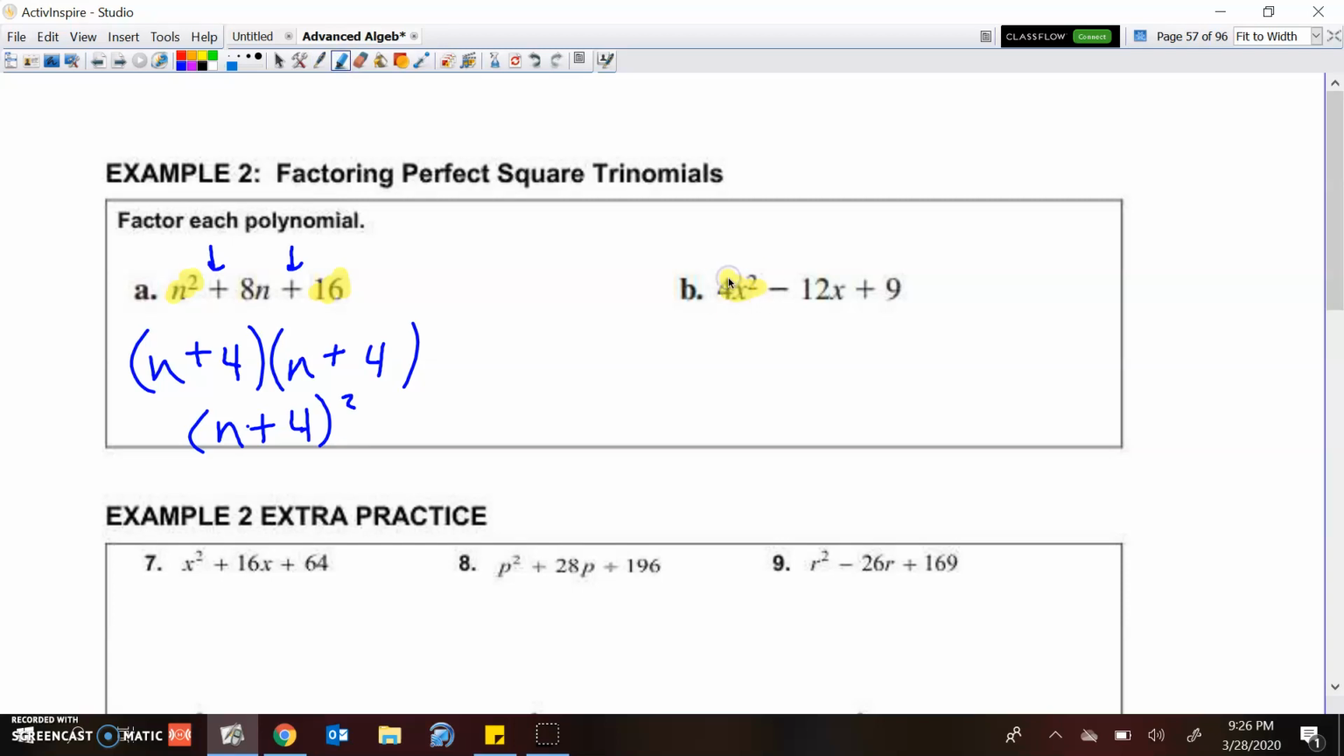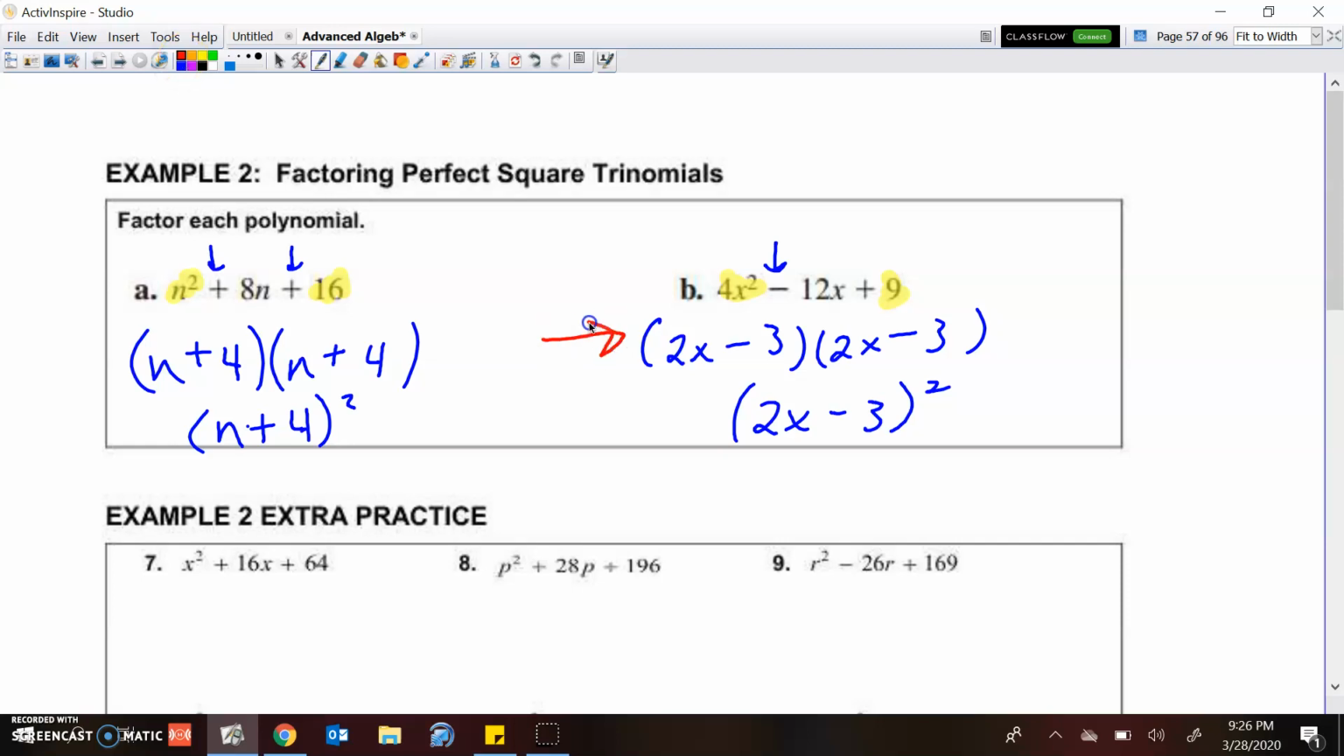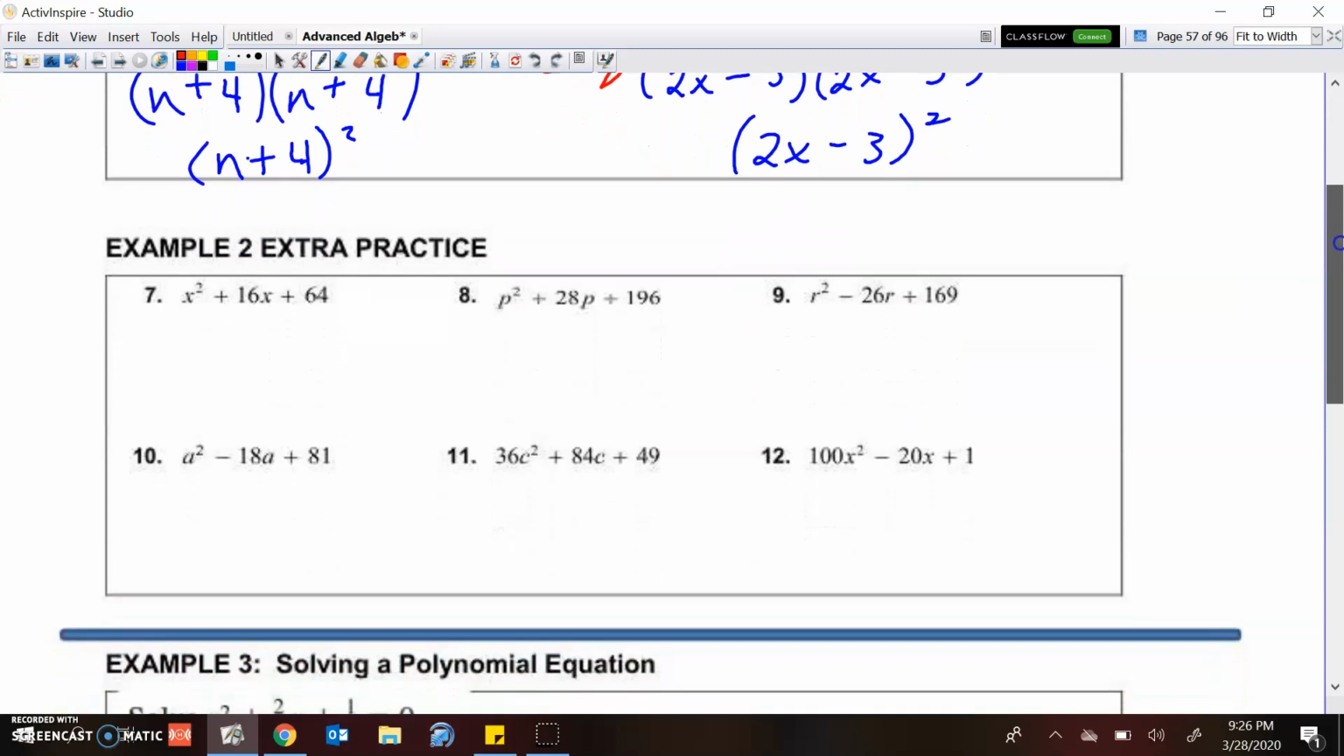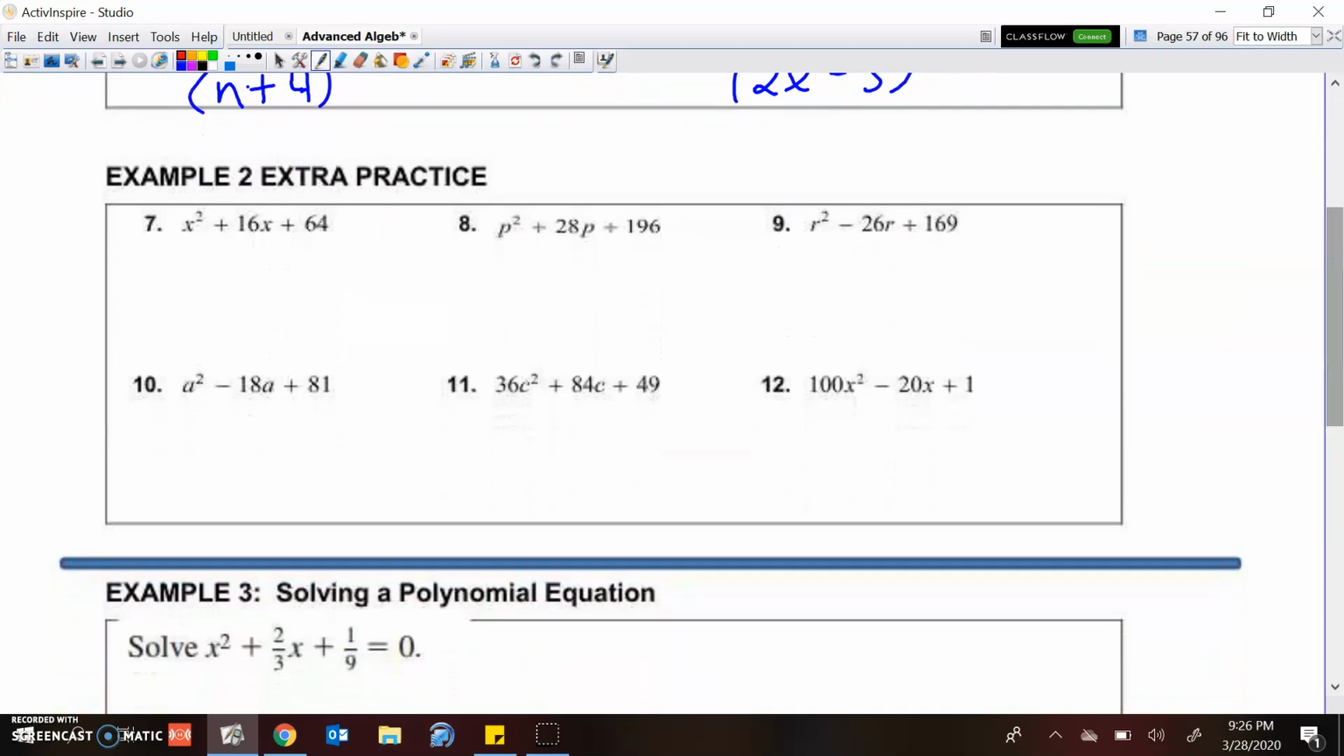All right, letter B, same deal. This one, 4x squared is a perfect square, 9 is a perfect square. So I'm going to do the square root of 4x squared is 2x. Square root of 9 is 3. Now this one, because they have to add to give me a negative, that's why they're both going to be subtraction signs. So the end answer is 2x minus 3 squared. The reason I'm writing this step out is just because sometimes it's helpful to FOIL just to make sure it worked. Okay, again, if you just want to factor like normal, that's perfectly fine as well.